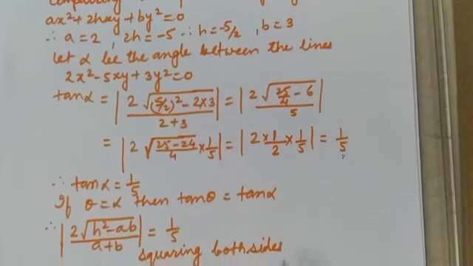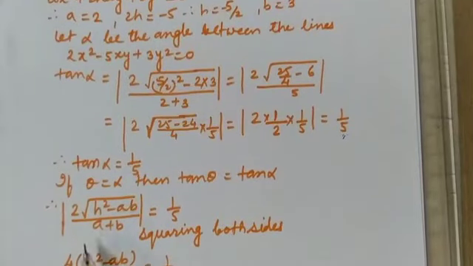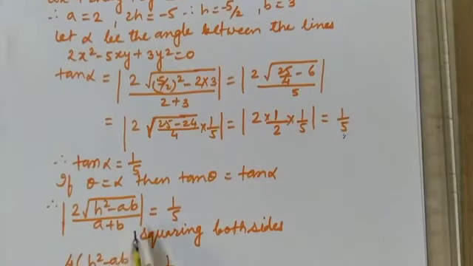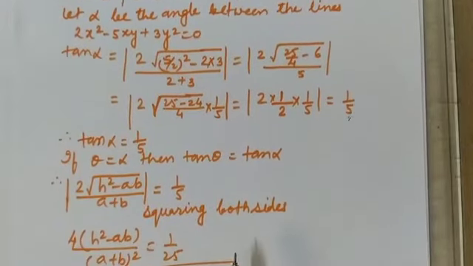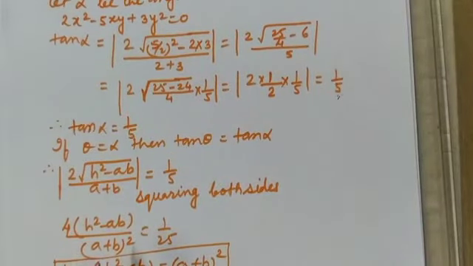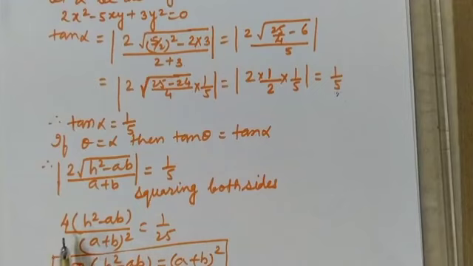Now squaring both sides, we get the square of this, 4 into h square minus ab, divided by a plus b whole square, equal to the square of 1 by 5. Now simplify this: 4 into h square minus ab by a plus b whole square is equal to 1 by 25. Now 25 multiplied by 4 is 100, h square minus ab as it is, and a plus b whole square goes to the right side. With this we got the result.